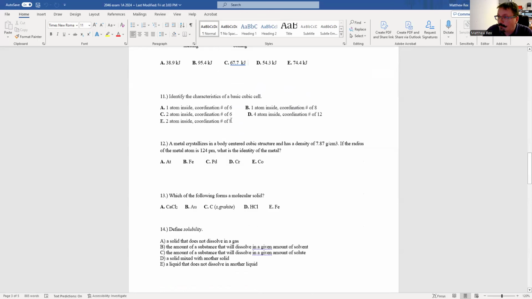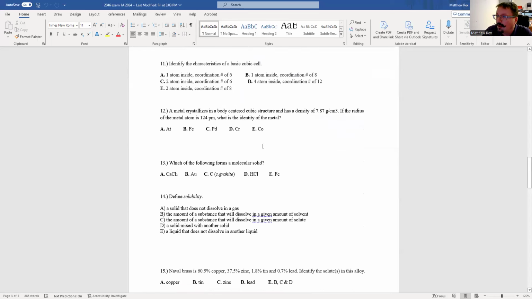Identify the characteristics of a basic cubic cell, same as a simple cubic cell. So we just have atoms at the corner, 8 corners, 1/8 of an atom inside. So 8 times 1/8 is 1 atom inside, and a coordination number of 6 that it can coordinate to. The other cubes, one above, one below, one along the x-axis, and the other essentially along the z-axis. Metal crystallizes in a body-centered cubic structure and has a density of 7.83 grams per cubic centimeter. If the radius of a metal atom is 124 picometers, what is the identity of the metal?